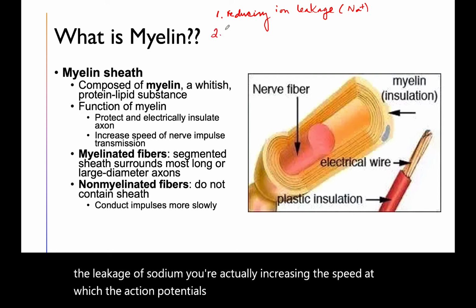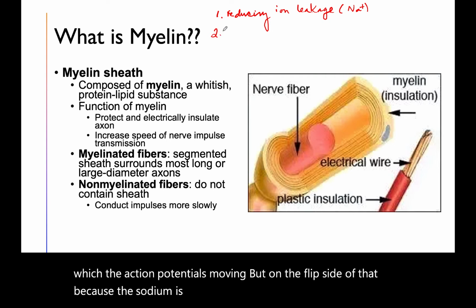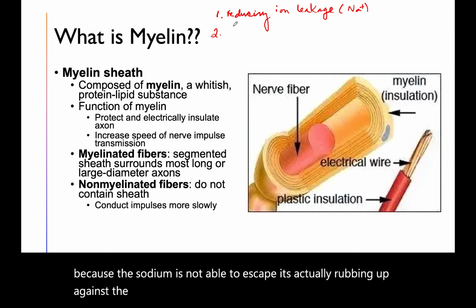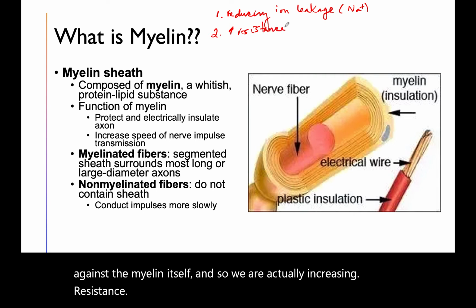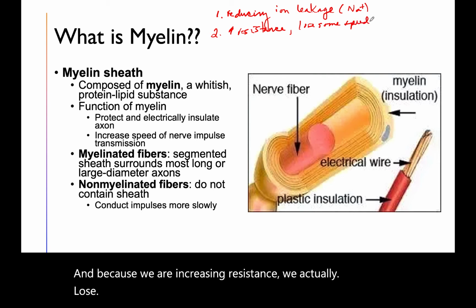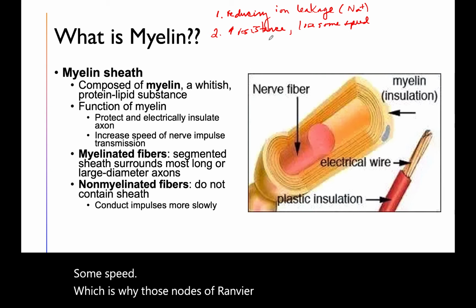But on the flip side of that, because the sodium is not able to escape, it's actually rubbing up against the myelin itself. And so we are actually increasing resistance. And because we are increasing resistance, we actually lose some speed, which is why those nodes of Ranvier are so important.